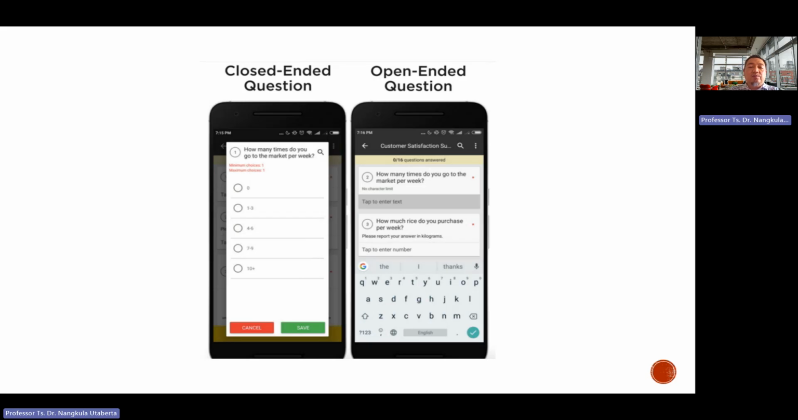Questions could be close-ended. Close-ended means that you specifically state the numbers, or you can use open-ended. Open-ended means that you allow people to explain in their own ways. You give them the freedom to write their answer. So for example, this is a sample of it.